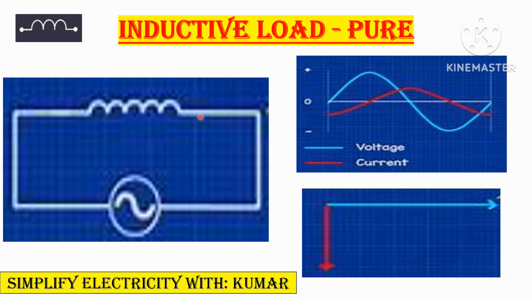The two basic things again: what is the relation between voltage and current for inductive load? As we have seen for the resistive load, the angle between this blue line voltage and red line current was zero. There was no angle between voltage and current for the resistive load. But in this case of pure inductive load, you can see this is voltage, this is current, and current is lagging behind this voltage by 90 degree. This is the main difference between pure resistive and pure inductive load. The same thing is represented here in this waveform.